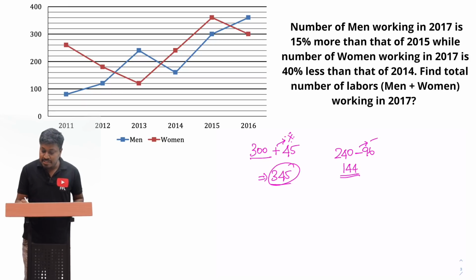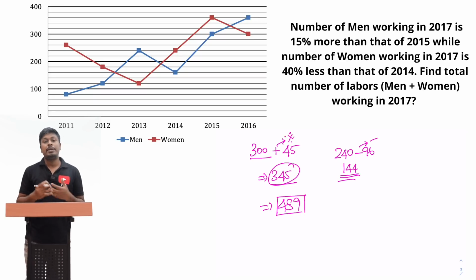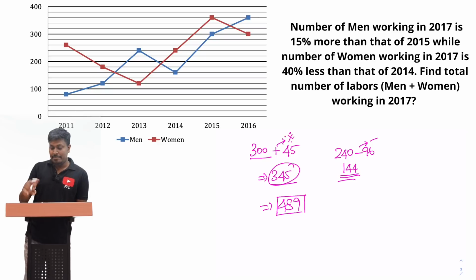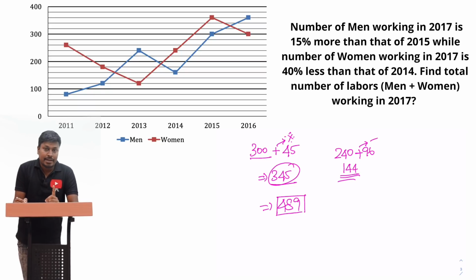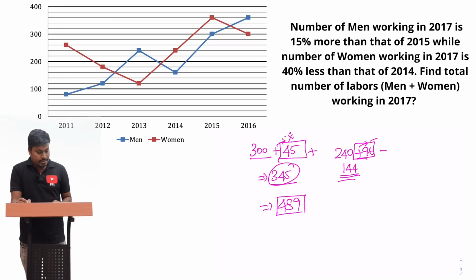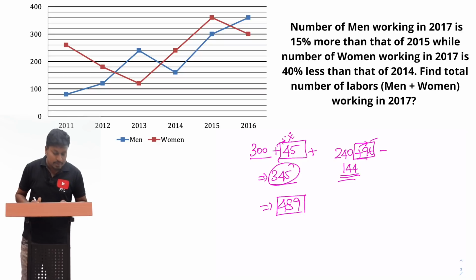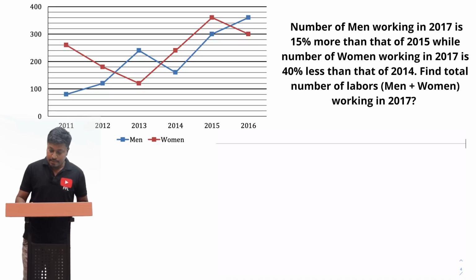So we have to add both these values, right? So 489. So 489 will be the total number of laborers working, men and women together, in the year 2017. So friends, got it? Most of the students will make a mistake here. They usually add 96. So do not do that. In the question itself, they have told 15% more, right? Here it is 40% less. That's the reason we have subtracted here and we have added there. Got it? So the answer is 489. Yes, option C is the answer, that is 489.